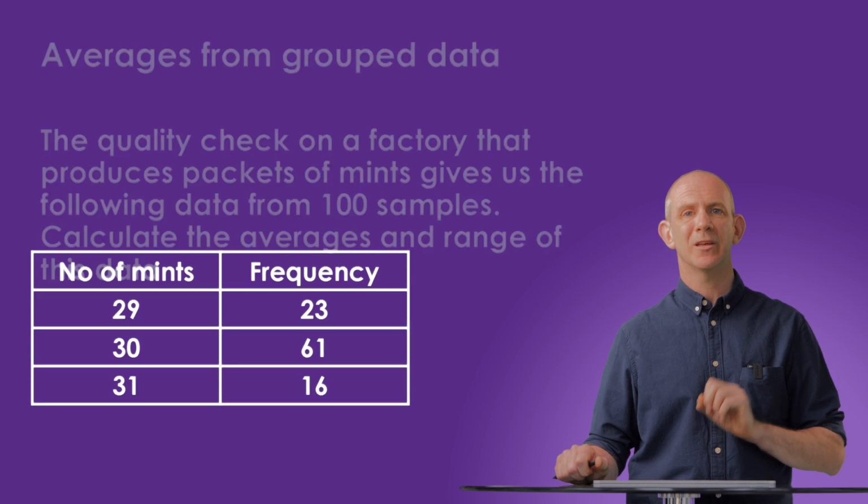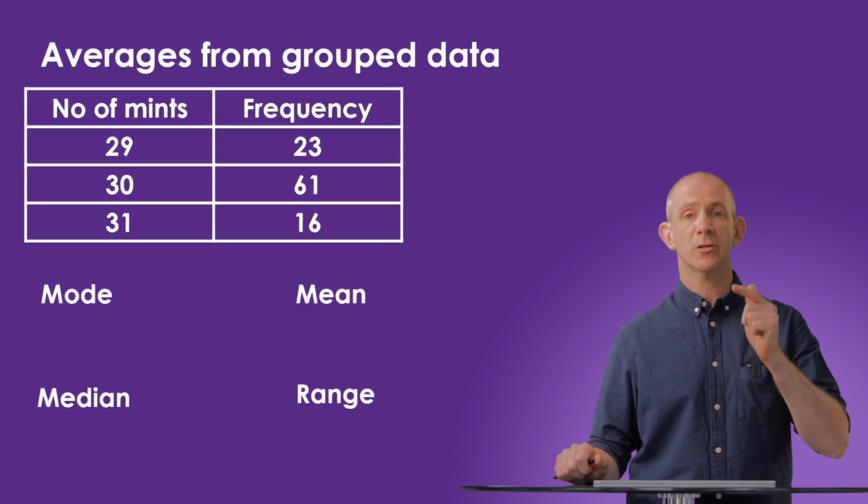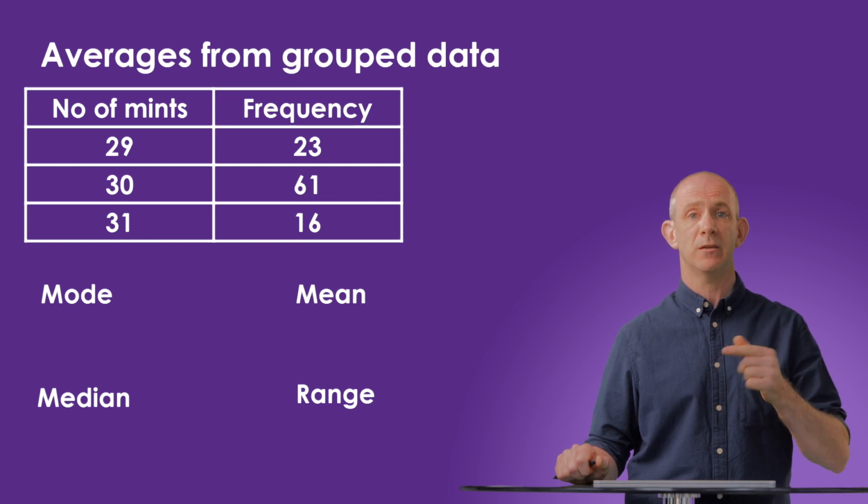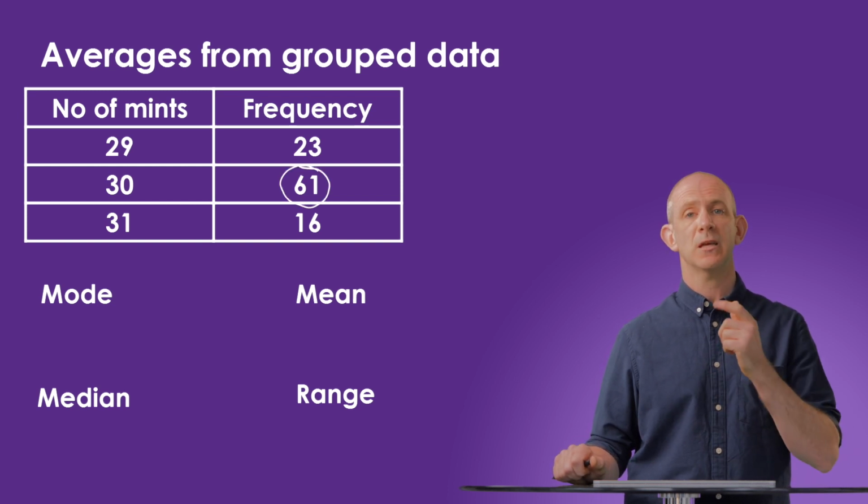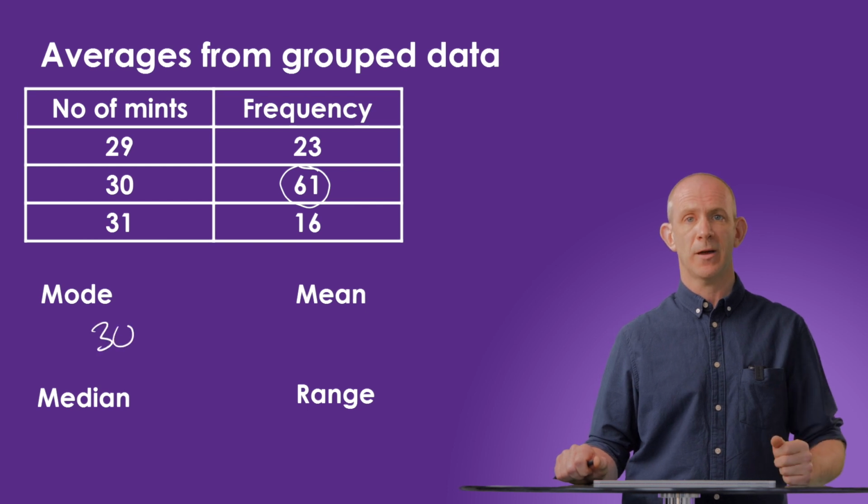With this table, calculating the mode is quite simple, because we just read the table and see that there are a far greater number of packets with 30 mints in than either of the other two. So we can state this is the mode, 30 mints per packet.